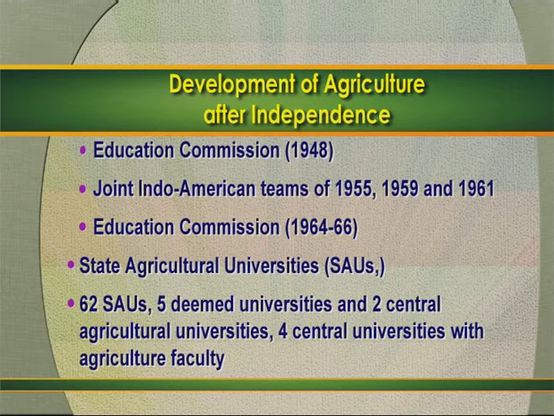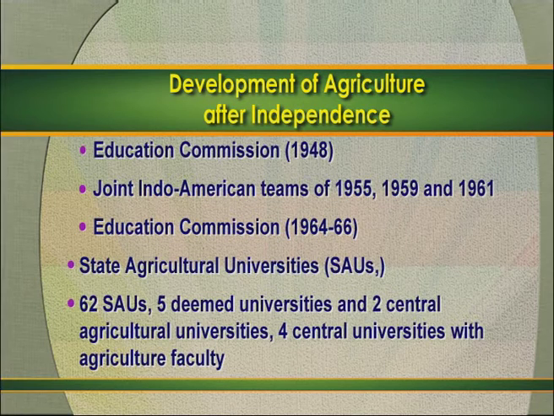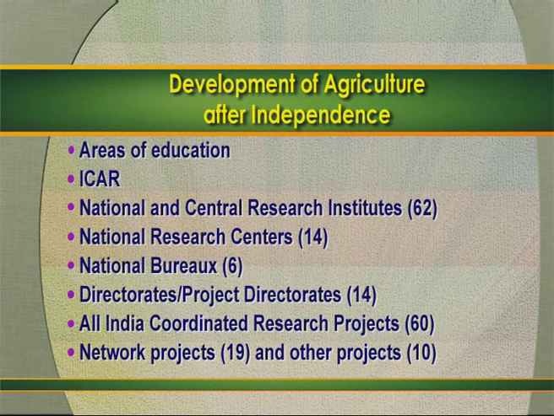On the basis of recommendations of the Education Commission of 1948, joint Indo-American teams of 1955, 1959 and 1961, and the Education Commission of 1964 to 66, various state agriculture universities were established to integrate agriculture education, research and extension activities. At present, we have 62 state agriculture universities, 5 deemed universities, 2 central agriculture universities and 4 central universities having agriculture faculty. The major areas of education started were agriculture, veterinary sciences, agriculture engineering, forestry, dairy technology, food technology, horticulture, fisheries, home science, agriculture economics and business management.